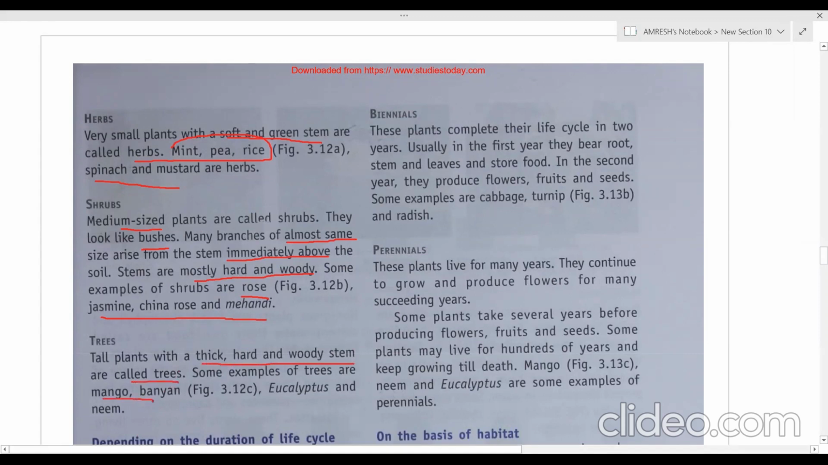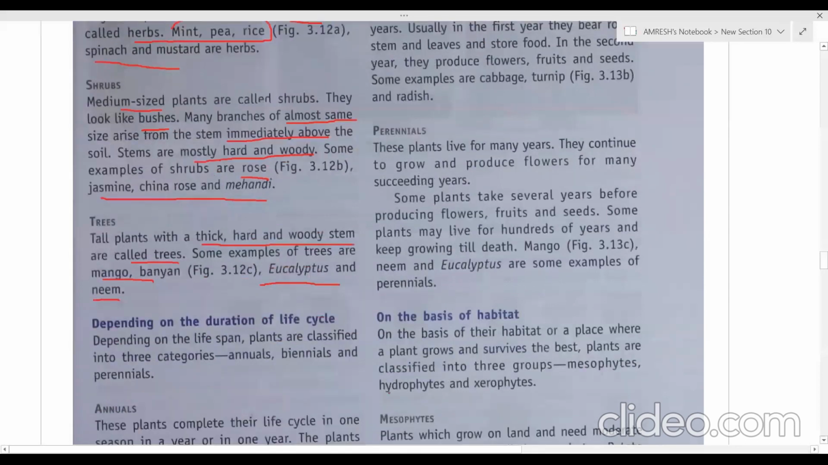Trees are tall plants with thick, hard and woody stems. Examples are mango, banyan, neem, and eucalyptus. So these trees are long in nature. They give us wood from which our furniture is made. Trees are taller than your shrubs and herbs. They have a strong, thick, hard, and woody stem known as bark.